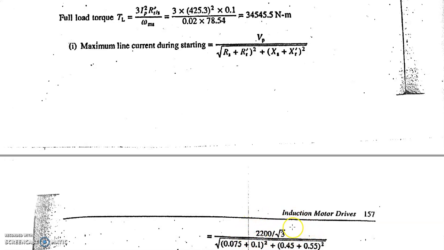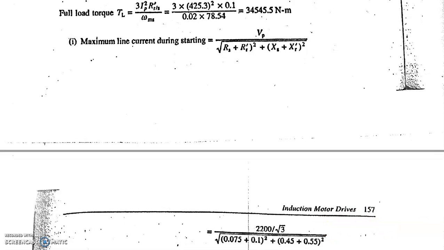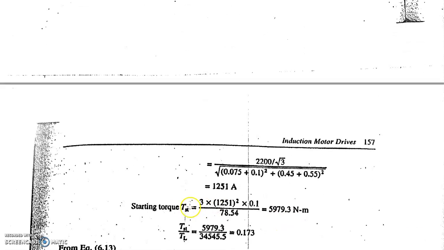When we use the voltage, instead of 2200 we use 2200 divided by root 3, meaning during the starting we have used star delta switching. So we have calculated the current. When we calculate the current, the starting torque can be calculated by the same formula, which is 5979.3 Newton meter.